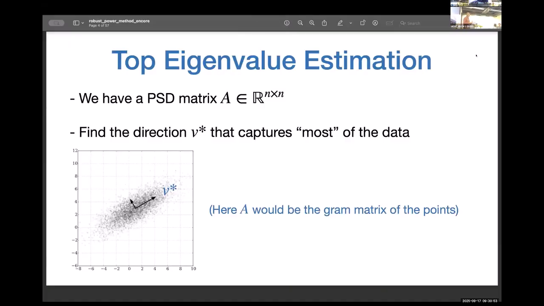So we have a PSD matrix A. It's an n by n matrix, and we want to just estimate the top eigenvector. Essentially, if you have a bunch of data, the top eigenvector is roughly where the data is pointing to the most. Here A would be the Gram matrix of the points, but just imagine data. You want to find the direction that the data is pointing to.